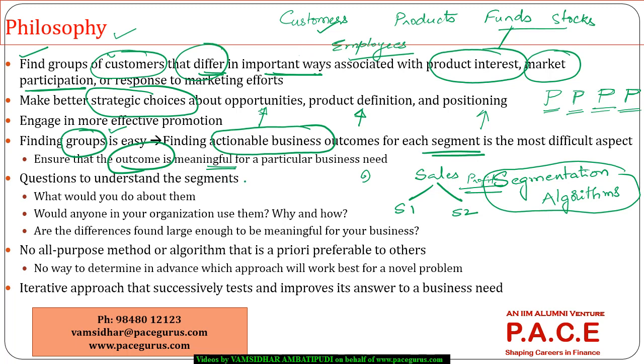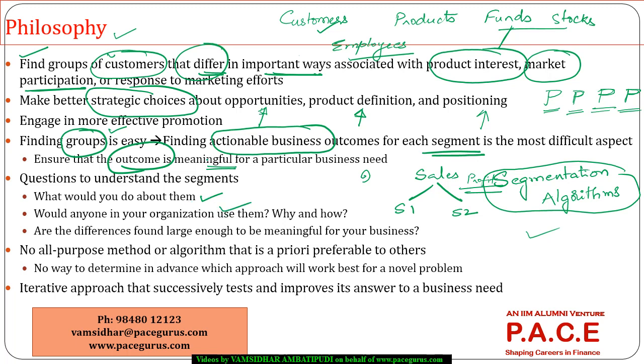So when you have created the segments by doing some kind of segmentation algorithm, always ask these questions to yourself. What would you do about them? Would you like to target products according to the segment? Would you like to do the pricing differently to different segments? What are you going to do with those segments? Have a clear-cut answer to this question.